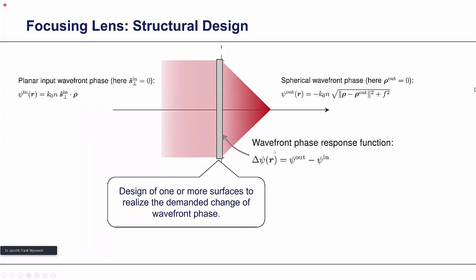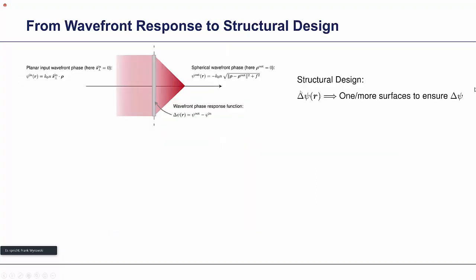Then, of course, in the next step, if we would like to design, that's a very typical thinking, which comes a little bit from diffractive optics. First we ask the question, what kind of phase do we need to introduce? And then we ask the question, how to do that in practice. That means how to come from the delta psi to one or more surfaces.